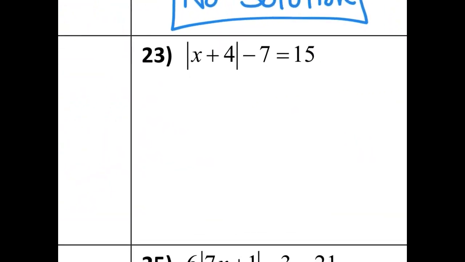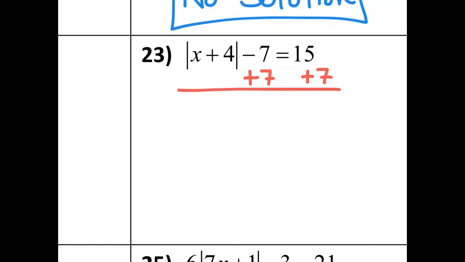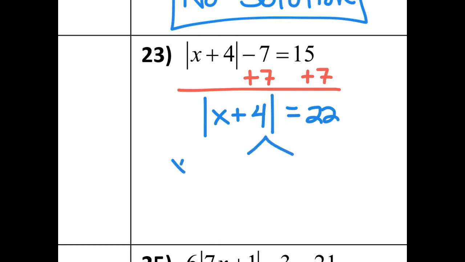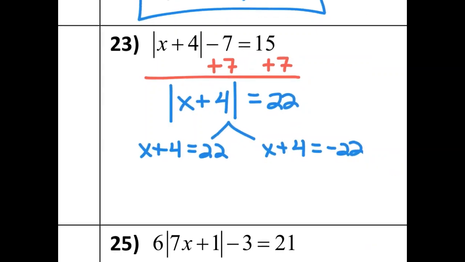In number 23, in order to isolate the absolute value, I'm going to add 7 to both sides. And so on the left, I have the absolute value of x plus 4 is equal to 22. Now my absolute value is isolated, so I can write my two equations. X plus 4 equals positive 22. X plus 4 equals negative 22. I'm going to subtract 4 to solve, and 22 minus 4 is 18. Negative 22 minus 4 is negative 26.